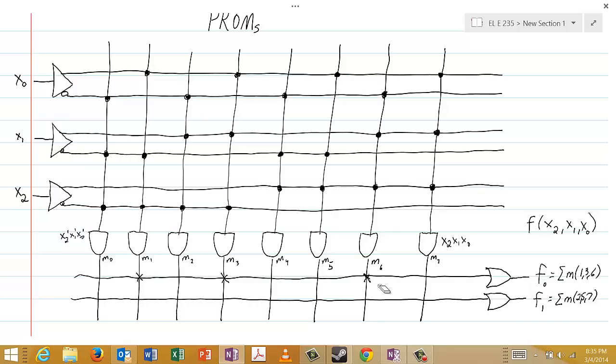And likewise for F1, if we want that to be the sum of the minterms 2, 5, and 7, then we just come down here and make a connection here. That's 2 and 5 and 7. And that's it. That's how the PROM works. It's just that simple. And so now we can look at an example.